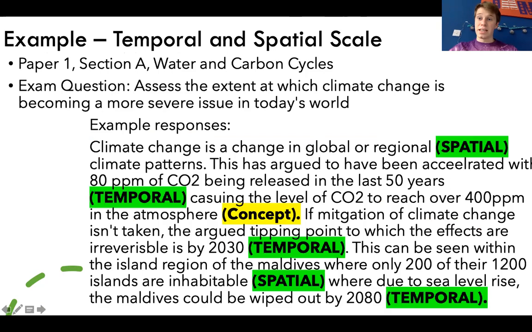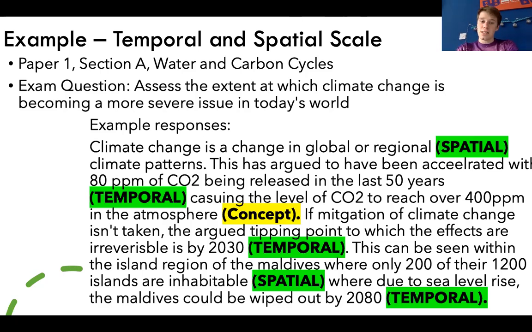So for this one, I've taken it back again to the water and carbon cycle because I thought this was the easiest to do. So the exam question was: assess the extent to which climate change is becoming a more severe issue in today's world. So in an example response, I've defined it by using spatial scale. Climate change is a change in the global or regional climate patterns. So I've given you international and regional.